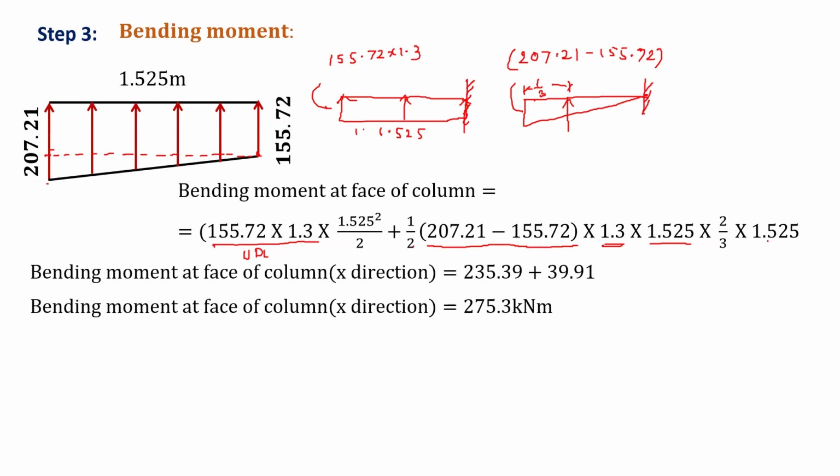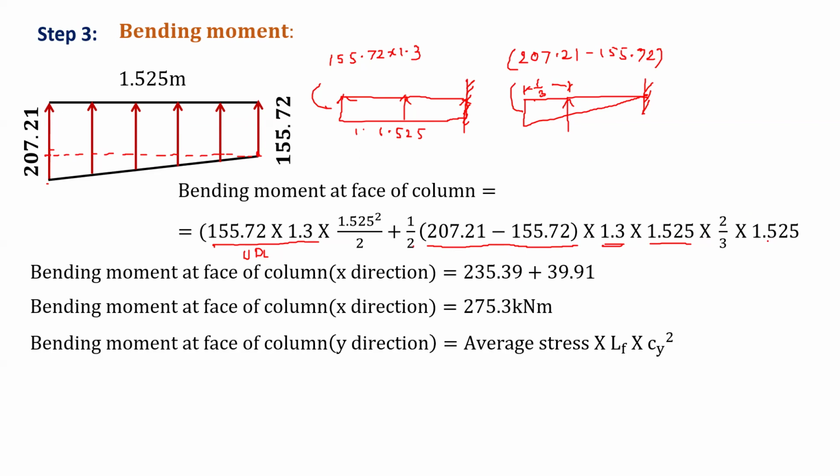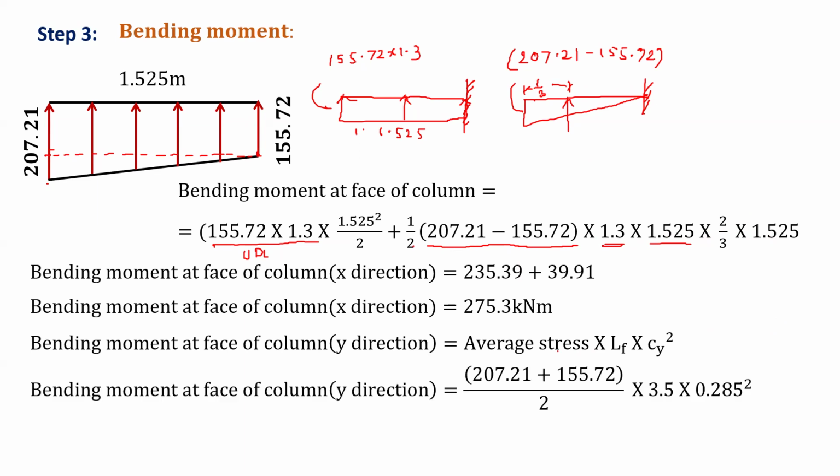So now we have in y direction. Now in y direction, we have to take average stress. So we have average stress 207.21 plus 155.72 upon 2 into 3.5 into 0.285. Now how we will get 0.285? So we have this will be my footing. And we have column on this side. So now length we have 1.35. Sorry, 1.3.